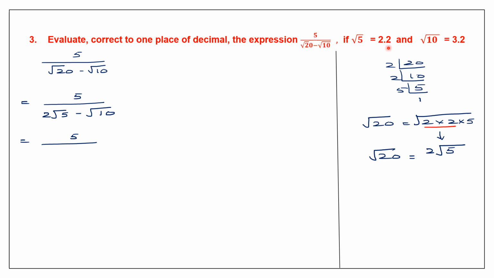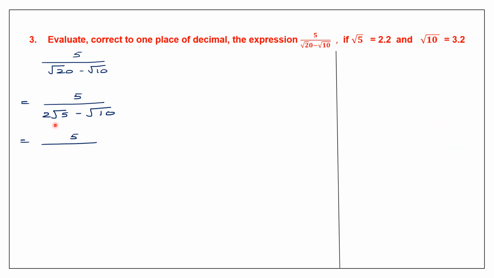Can you see that? Root 5 is 2.2. So here we can substitute root 5 with 2.2. So that will be 2 into 2.2 minus root 10, which is already given to us in the question as 3.2. Now let's simplify this.